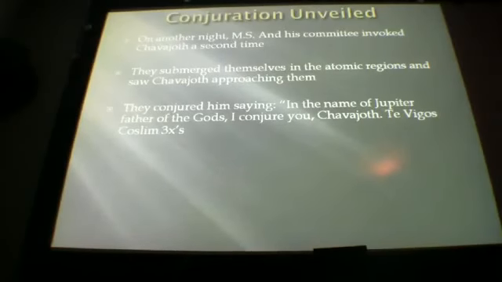There's more. On another night, Master Samael and his committee invoked Havayot a second time. They submerged themselves into the atomic regions and saw Havayot approaching them. They conjured him, saying, "In the name of Jupiter, father of the gods, I conjure you, Havayot, te vigos koslim." This is that one we were talking about before, the conjuration you can do in the astral plane. If there's a negative entity, which is basically a reflection of your own psychology in front of you, and you want to get that under control, you can say, "In the name of Jupiter, father of the gods, I conjure you." And then with your hand on your belly button, te vigos koslim, te vigos koslim, te vigos koslim. And in the astral plane, you can astrally see that as a lightning bolt striking this being.